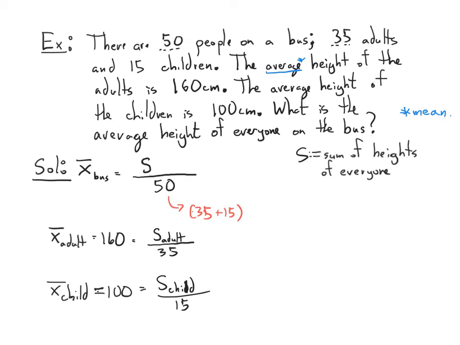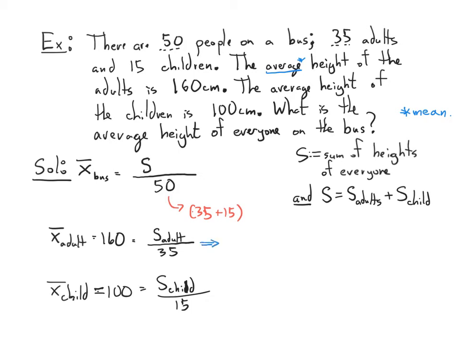So we have another formula. We know that the sum of heights of everybody is the same as the sum of the heights of the adults and the sum of the heights of the children. If we sum the heights of the adults and then sum the heights of the children and add those together, that's the sum of the heights of everybody on the bus. We can solve for S adult and S child, then put them into this equation and get the sum of the heights of everybody and then easily calculate our average. So let's go ahead and do that.